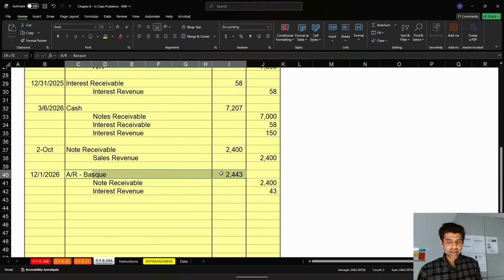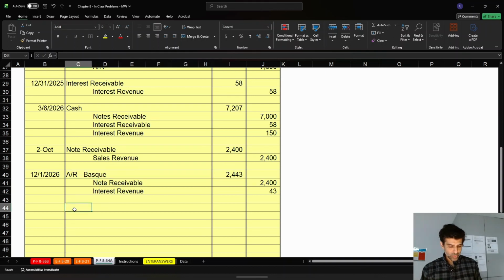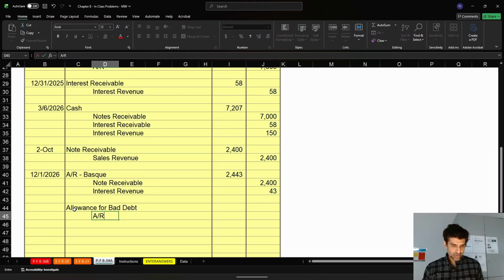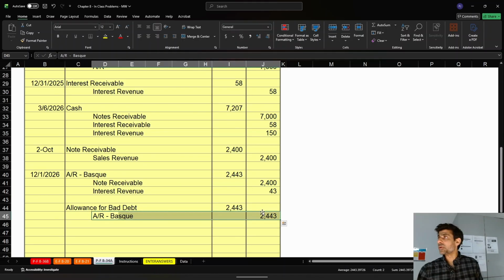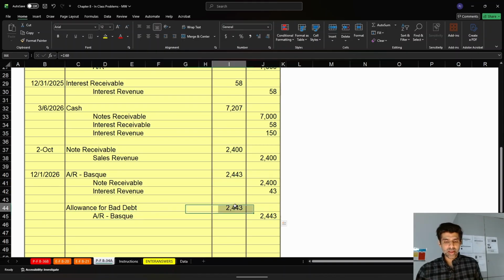Now we're going to write this account receivable off. Okay, because it's uncollectible. So we're going to use allowance for bad debt. And we're going to write off this entire amount. Okay, so now we've kind of removed it from accounts receivable. We removed it from notes receivable, and we removed it from accounts receivable because it's like uncollectible, and we've indirectly through this allowance for bad debt taken an expense for it.